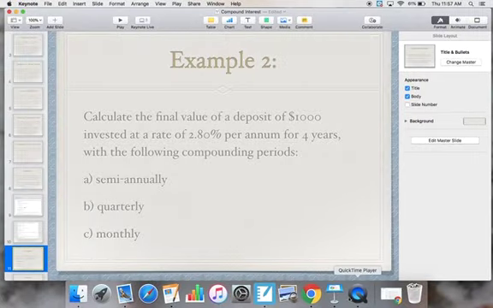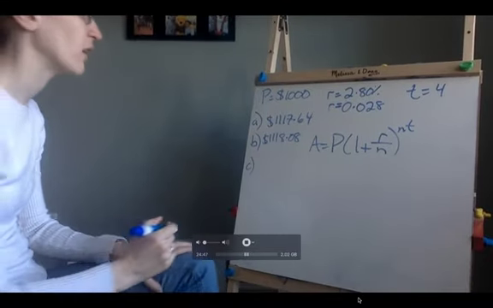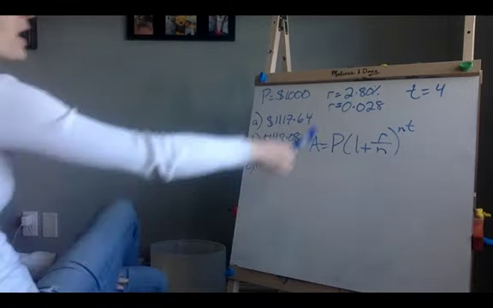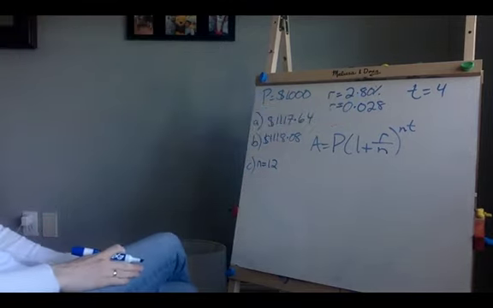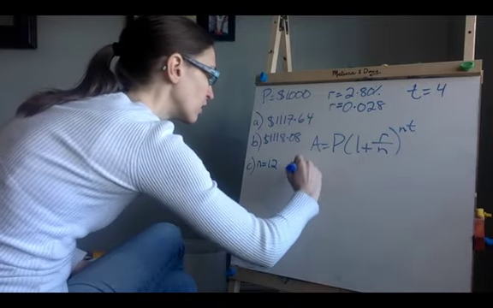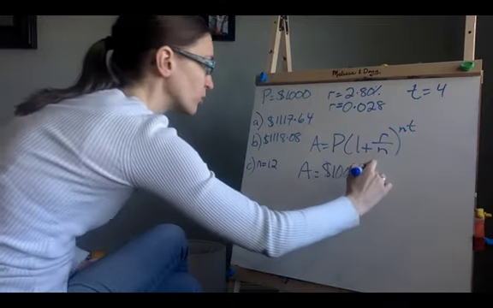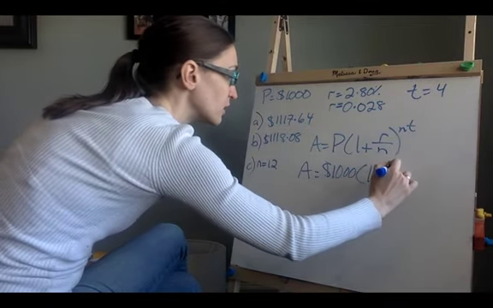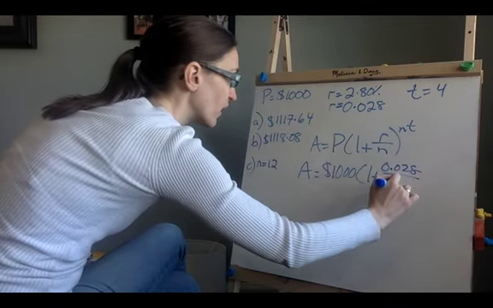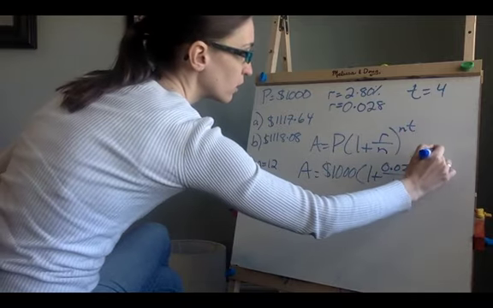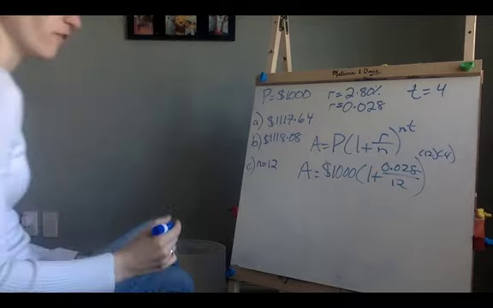Yes, monthly, so that would mean that our n value is going to equal 12. There's going to be 12 compounding periods, so that interest rate is split up over 12 periods. Using that same formula, there's the $1,000 multiplied by 1 plus 0.028 divided by 12, to the power of 12 times 4. So that would be 48.